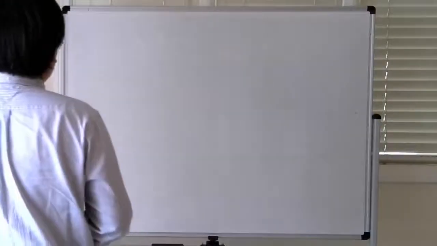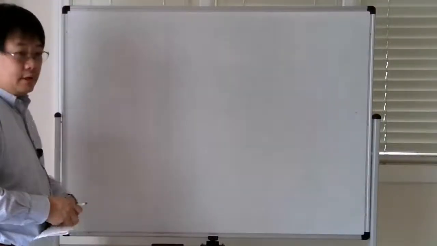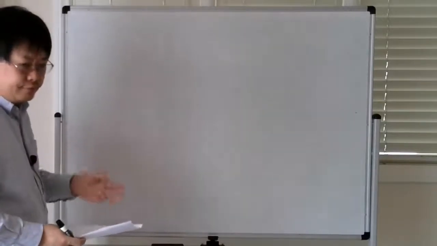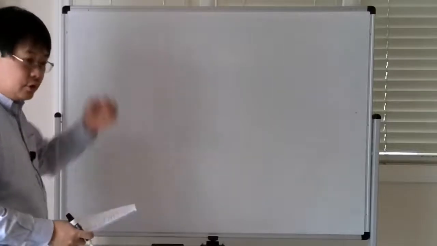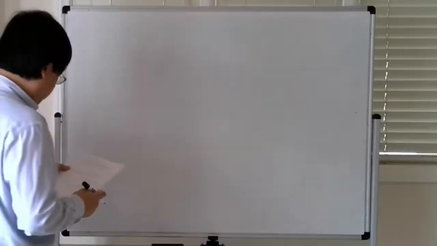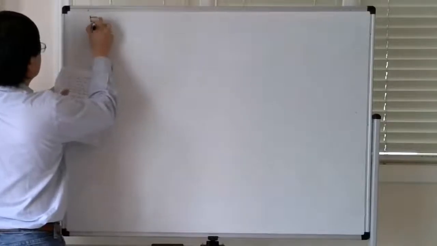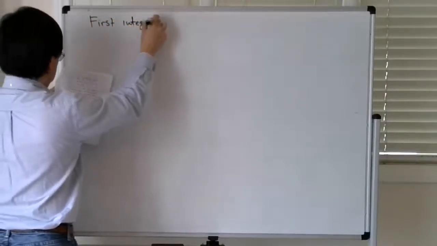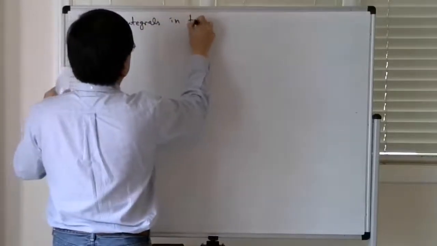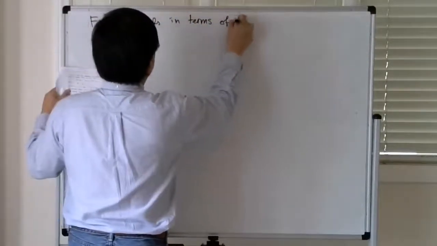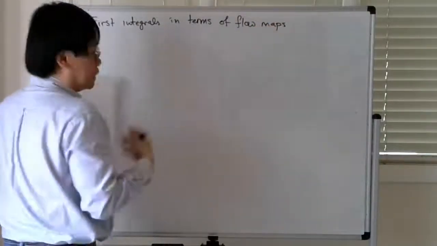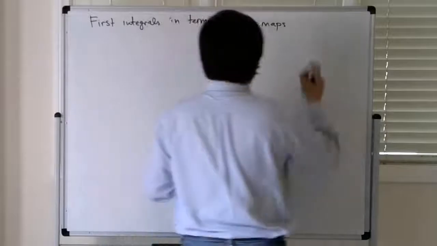All right, so now that we've seen the concept of a flow map, it's natural to ask whether you can frame the idea of first integrals or constants of motion in terms of flow maps. Okay, so first integrals in terms of flow maps, and there's this concept known as the pullbacks, which we'll talk about.